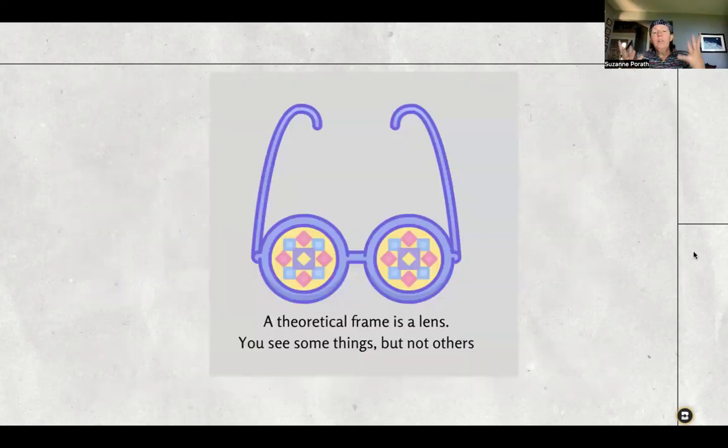So what you need to really take out of this is that a theoretical framework is a lens. With that lens, you see some things in your study, but you don't see other things, and that's okay. You can't see everything and still write a dissertation. That would be a 600-page chronicle. Your theoretical frame keeps you narrowed and focused. But again, you're only going to see some things, and you're going to ignore some other things based on your theoretical framework.